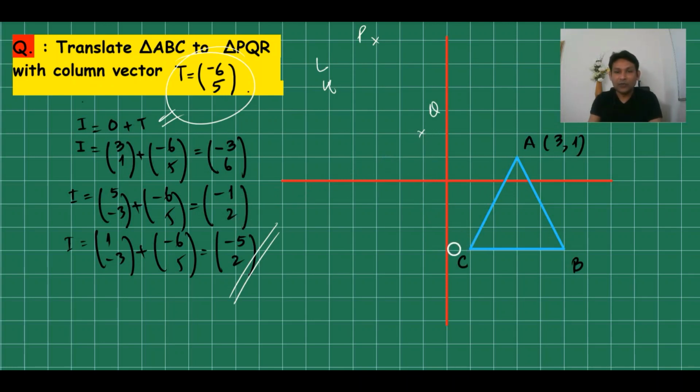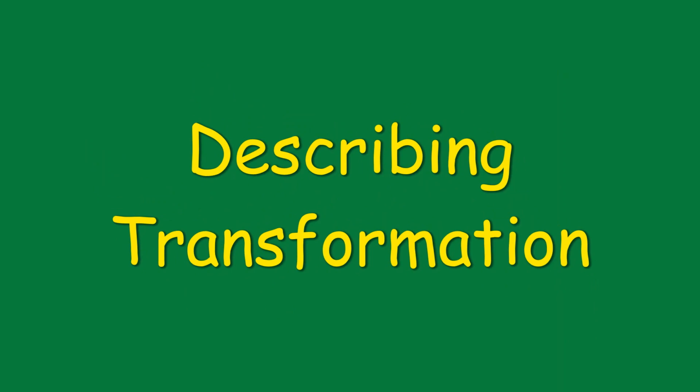And C is what? 1, 2, 3, 4, 5, 6. 1, 2, 3, 4, 5. This is what? This is R. So now R is minus 5 and 2. This is the way, again, it's up to you to use the grid method, or by using the calculation you can do it. There is no problem.